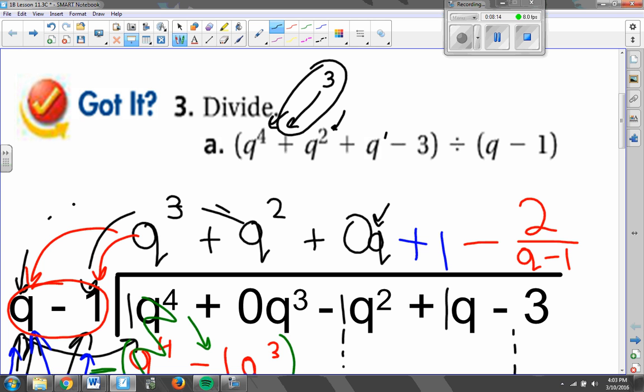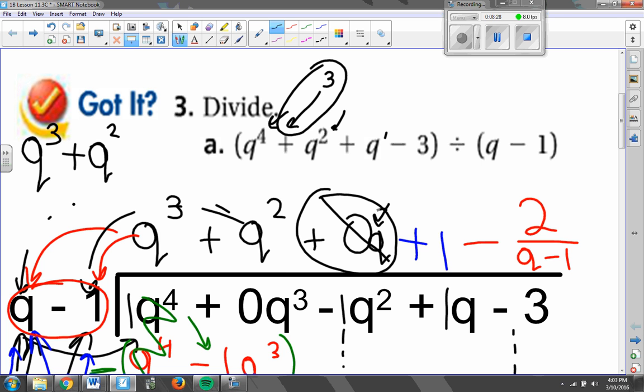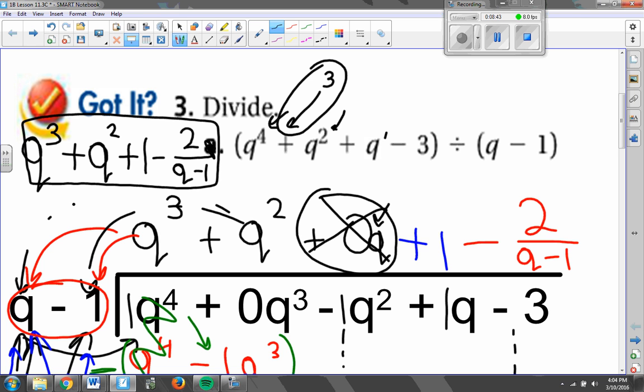The answer that I ended up coming out with is q to the 3rd plus q squared, and then I have a plus 0q. This I don't really need to write. It doesn't exist. It's not there. Q to the 3rd plus q squared plus 1 minus 2 over q minus 1. Obviously that 0q is not really there. Okay. There's my answer. I have to add in 0 terms if this is going to work out properly.